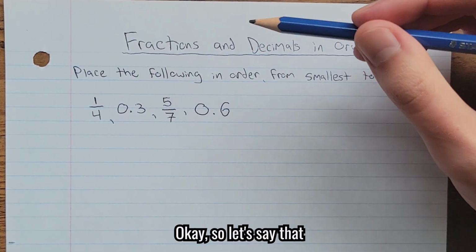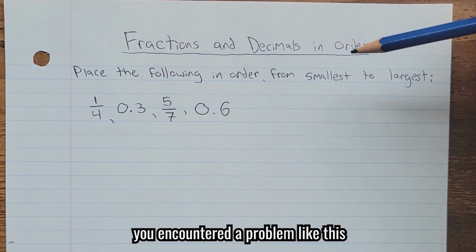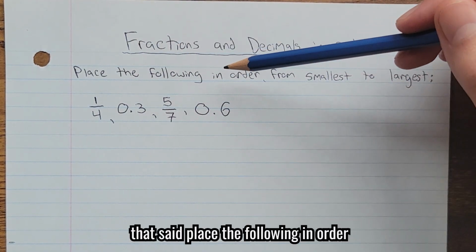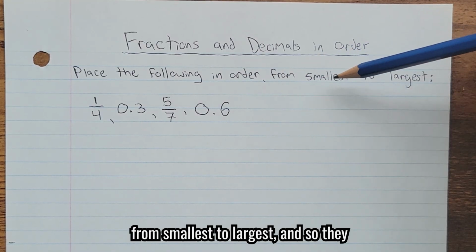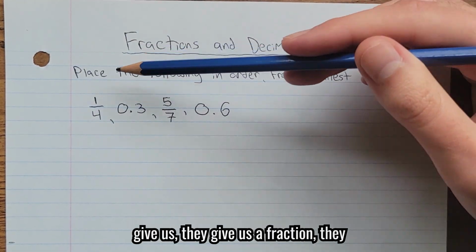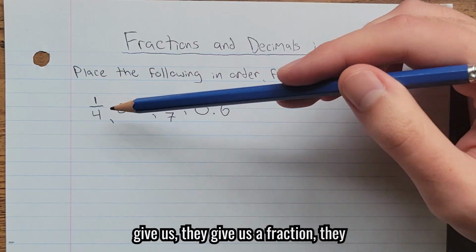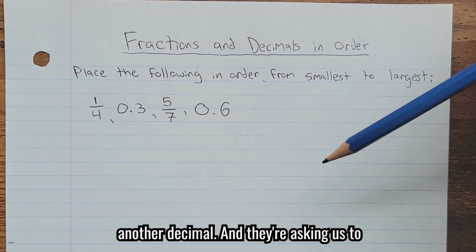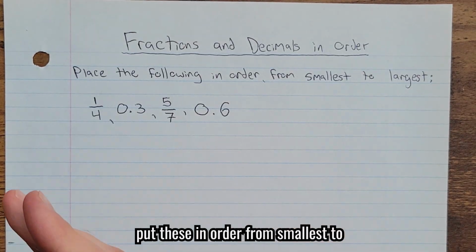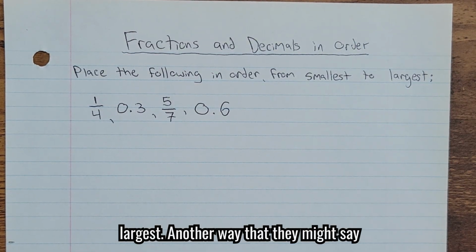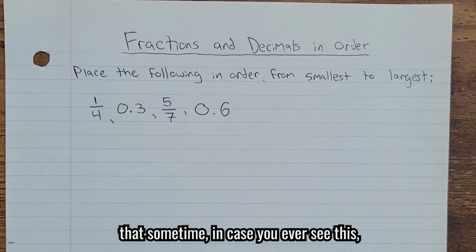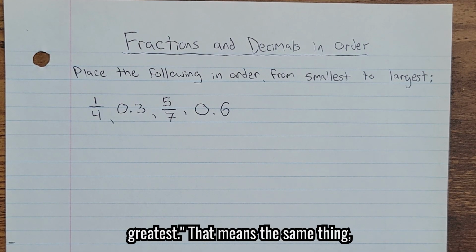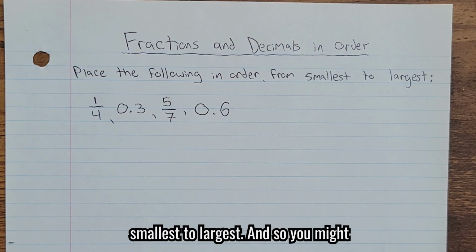Okay, so let's say that you encountered a problem like this that said place the following in order from smallest to largest. And so they give us a fraction, they give us a decimal, another fraction, and another decimal. And they're asking us to put these in order from smallest to largest. Another way that they might say that sometime, in case you ever see this, is put these in order from least to greatest. That means the same thing, smallest to largest.